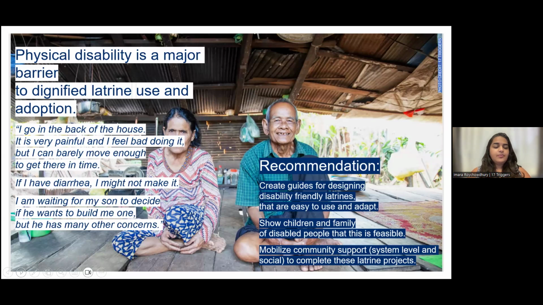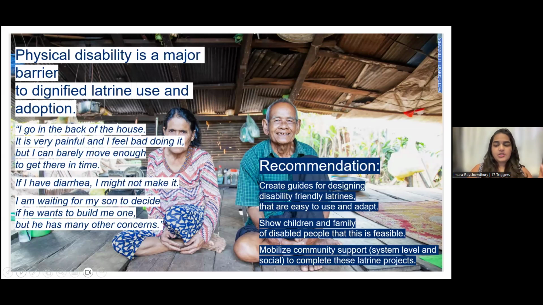And so one lady that we met mentioned that she goes in the back of her house and it's very painful. It's difficult for her, but she doesn't know what other options there are for her because she's never seen a latrine that's equipped for somebody with her type of physical disability. And she's not the main decision maker in her household. So in her household, actually, her son is the one that would have to buy her the latrine.